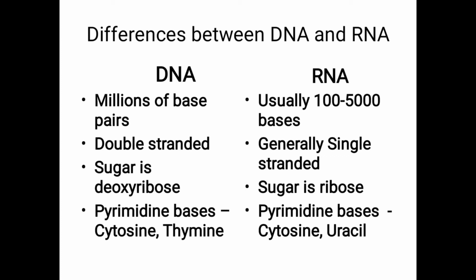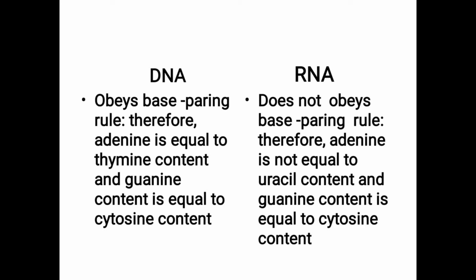The sugar present in DNA is deoxyribose but in RNA it is ribose. Pyrimidine bases in DNA are cytosine and thymine, but in RNA cytosine and uracil instead of thymine. In RNA uracil is present. So DNA obeys the base pairing rule, therefore A is equal to T and G is equal to C, but RNA does not obey the base pairing rule. So adenine content is not equal to uracil content and guanine content is not equal to cytosine content.